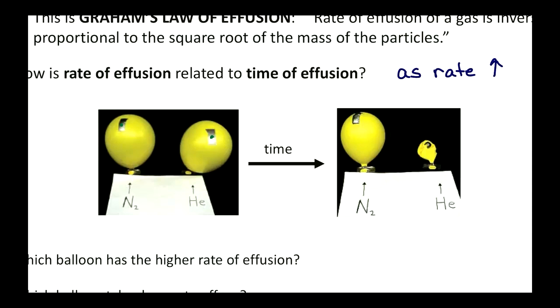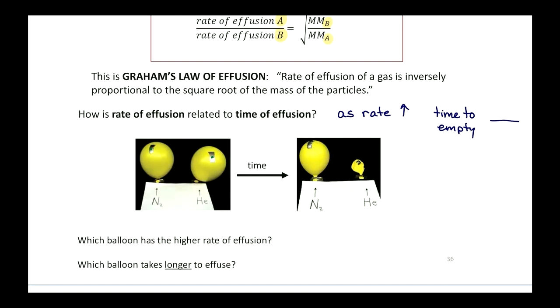Because there's different ways we can ask this question. Which balloon has the higher effusion rate? It would be helium. But which balloon takes longer to effuse, meaning in terms of seconds or time? That would be nitrogen, because it has a smaller effusion rate. Okay, as rate increases, time to empty decreases. That's what I should have said.